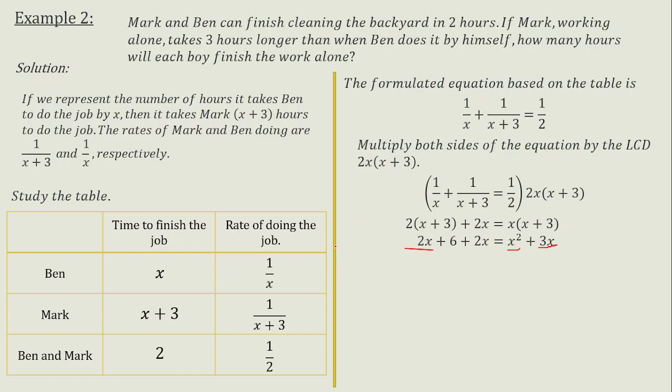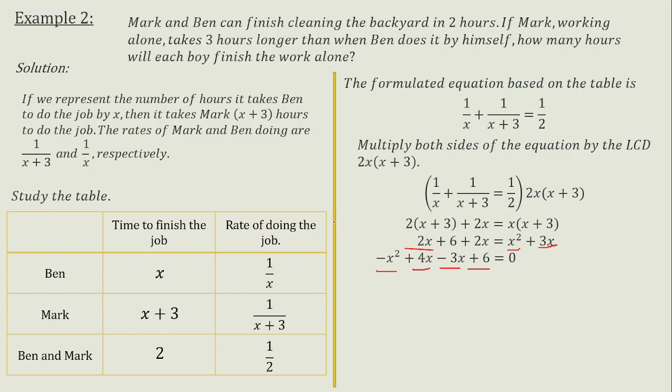Then after that, class, we're going to group the similar terms. So x squared, we transpose it, it becomes negative x squared. Then copy 2x plus 2x, the answer is 4x. Then 3x, we transpose to the left side, it becomes negative 3x. Then just copy plus 6.